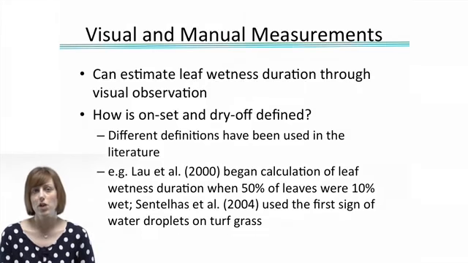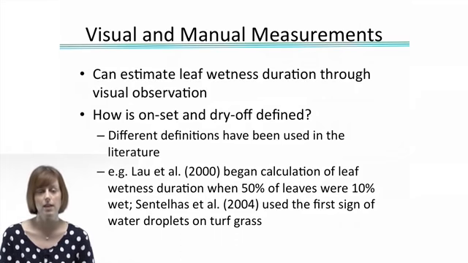So through visual and manual measurements, we can actually observe leaf wetness duration. It requires someone to go out and look at the onset of leaf wetness in the evening, and then return again the following morning to determine what time it has dried off. Obviously, the time period between the onset and dry off is your estimation of leaf wetness duration.